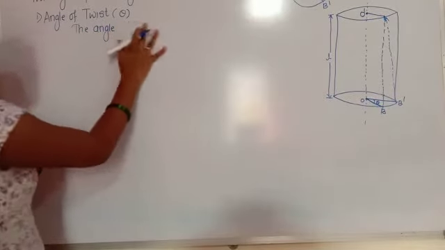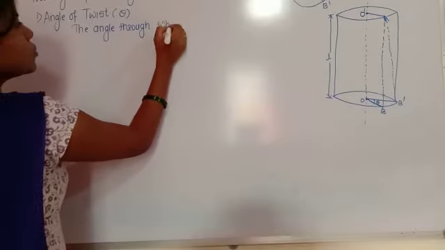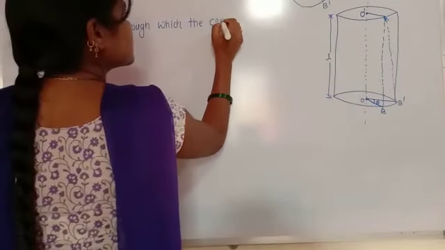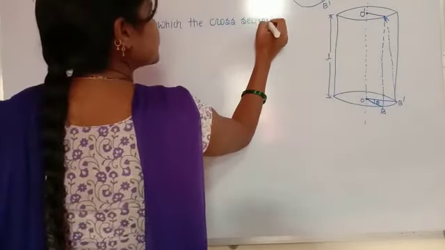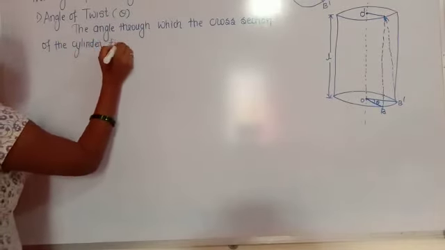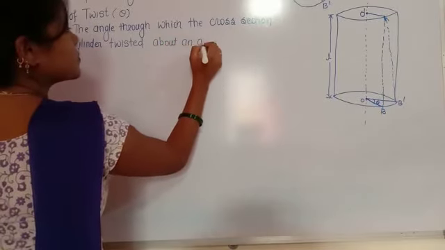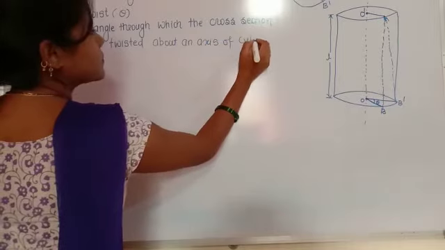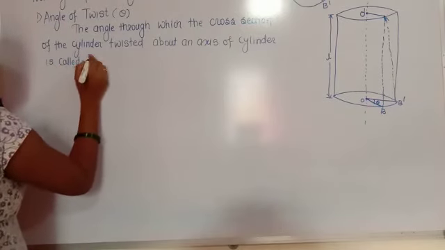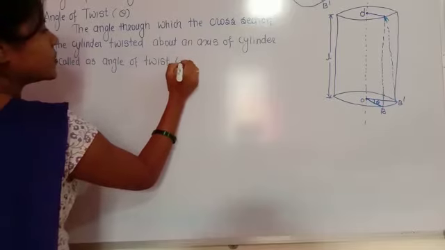The angle through which the cross section of the cylinder is twisted about the axis of the cylinder is called the angle of twist, and it is denoted by the letter theta.